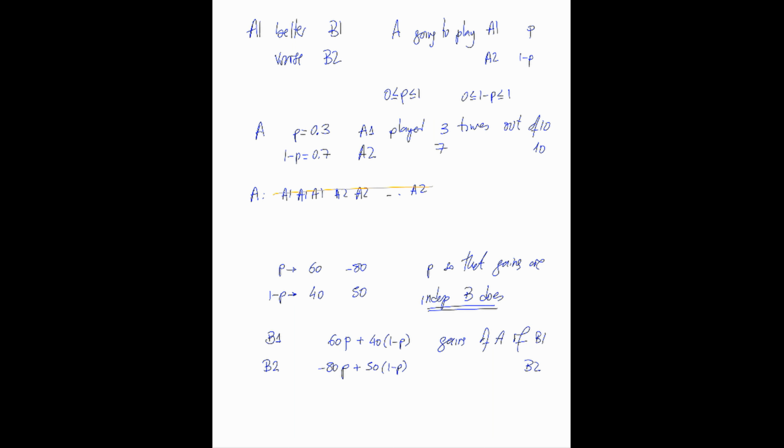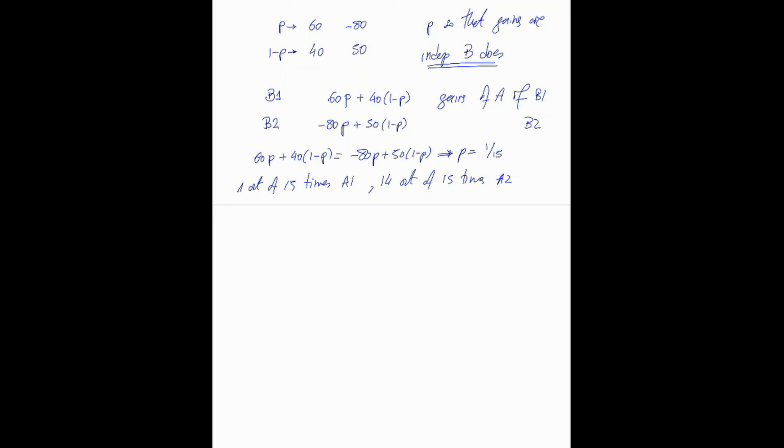Since it has to be independent, what we do is 60P plus 40 times 1 minus P equals minus 80P plus 50 times 1 minus P. And from here, we get that P is equal to 1 over 15. So this means 1 out of 15 times A1 and 14 out of 15 A2. So the strategies of A are 1 over 15 for A1 and 14 over 15 for A2.